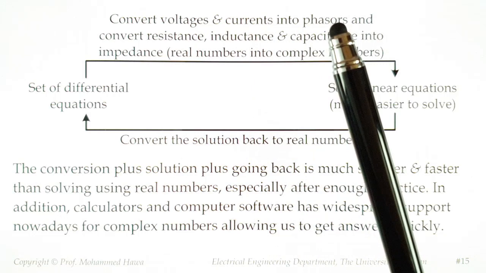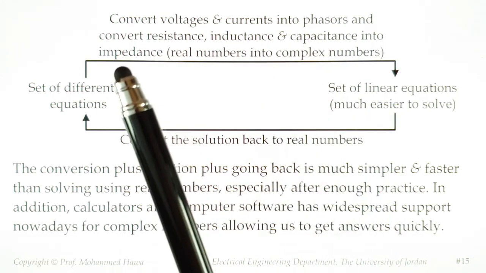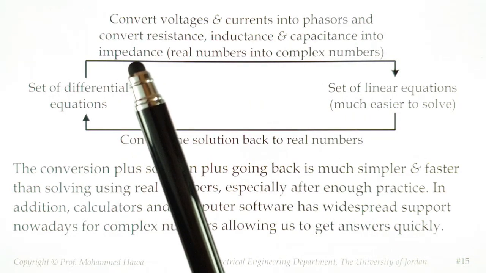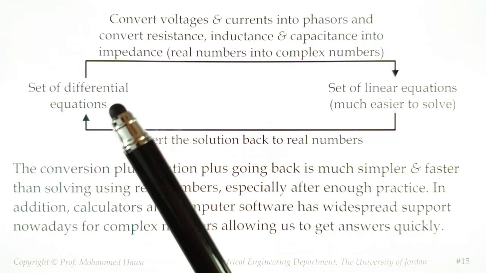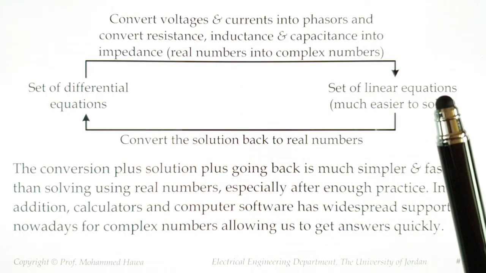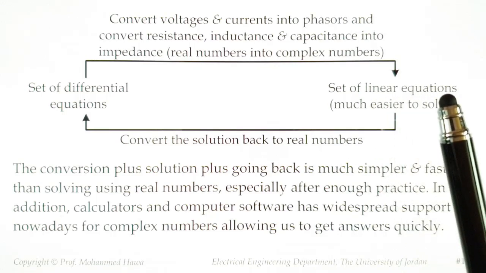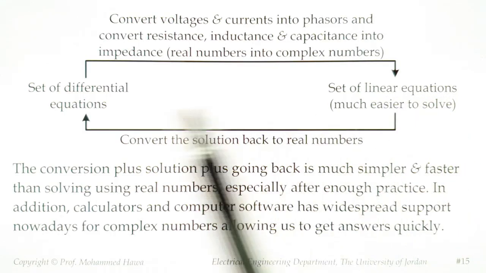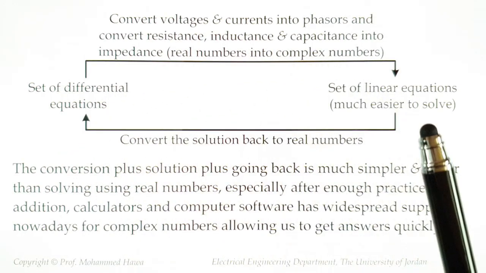Those are complex numbers. And let's convert the resistance and inductance and capacitance into something called impedance. Those are also complex numbers. So we move from using real numbers into using complex numbers. Because if you do that, those differential equations will be converted into a set of linear equations. And we know that solving a set of linear equations is way much easier than solving a set of differential equations. And that's why we do the conversion.